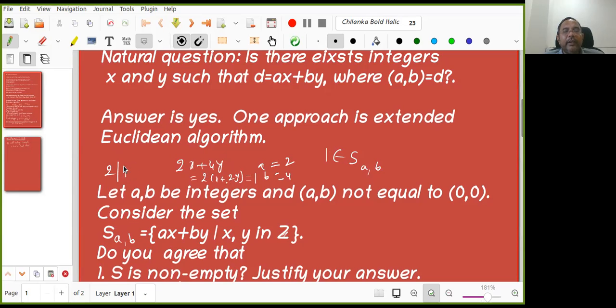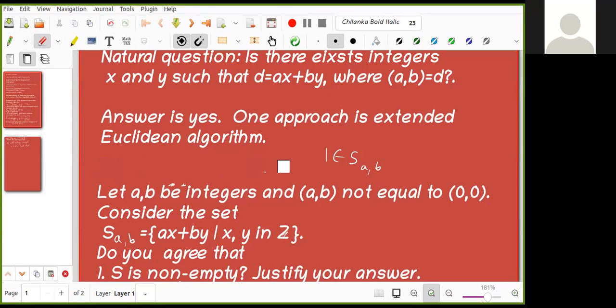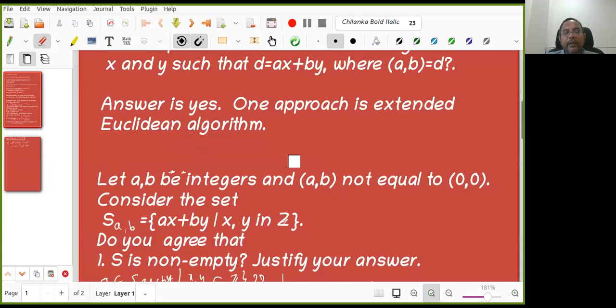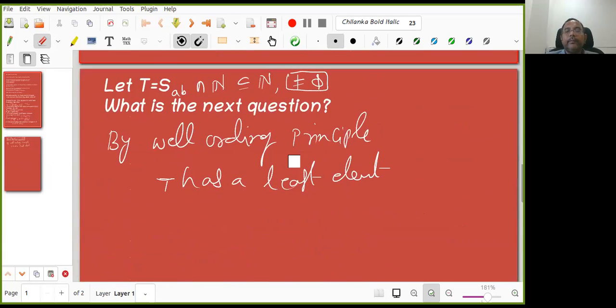But what is the problem with this? It is not true. How can you prove it? 2 does not divide 1. Suppose 2 divides 1. That means there exists a k such that 1 is equal to 2 into k. Now I take the modulus: modulus of 1 is equal to modulus of 2 into k. But the modulus of a product of two numbers is greater than or equal to each individual one, so modulus of 1 is greater than or equal to 2. That's a contradiction. I'm using the real numbers modulus function. Is it clear now? Yes, sir, it is clear. So we cannot say that 1 belongs to T, right?